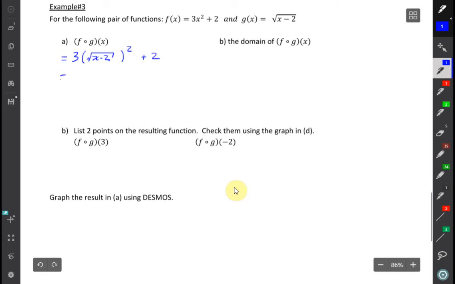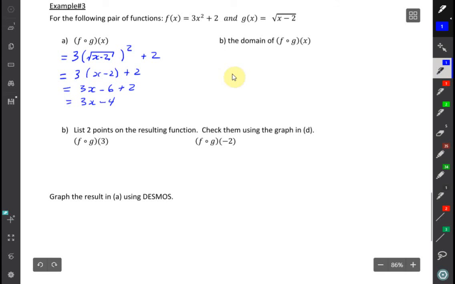Simplifying, this one's much easier than the previous question. When we square a square root, we end up with what's underneath the root sign left. So what we're left with here is x minus 2, and then we have a plus 2. Simplifying that further, we have 3x minus 6 plus 2, which equals 3x minus 4, and that's simply a linear function that we're left with after this operation.